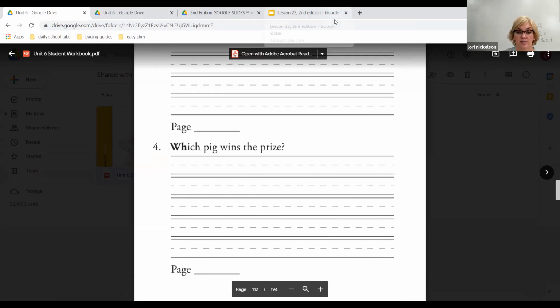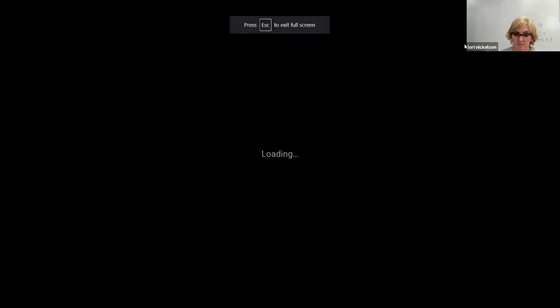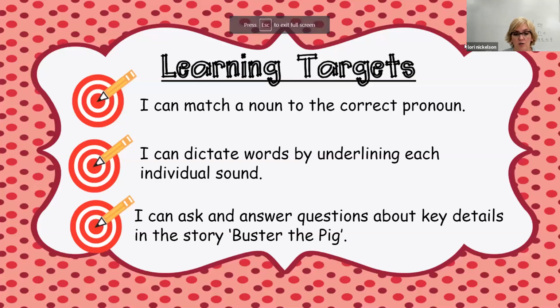All right, so let's go back into our slides and our learning targets. I can match a noun to the correct pronoun. I can dictate words by underlining each individual sound, and I can ask and answer questions about key details in the story, Buster the Pig.